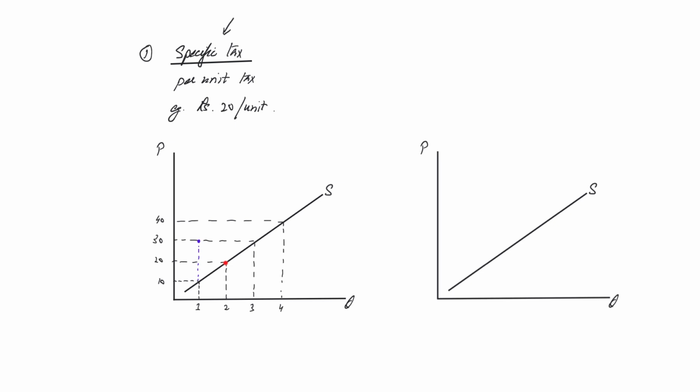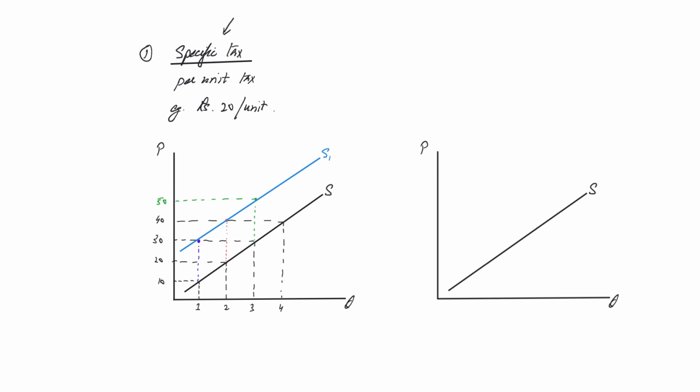For the second unit, I was willing and able to sell it for 20 rupees, but since the government wants 20 rupees on it, since my cost just went up by 20, I will charge 40 rupees for it. In case of the third unit, I will charge 50 for it. So basically, this helps me derive a new supply curve after indirect taxes. It's shifting to the left or it's shifting upwards.